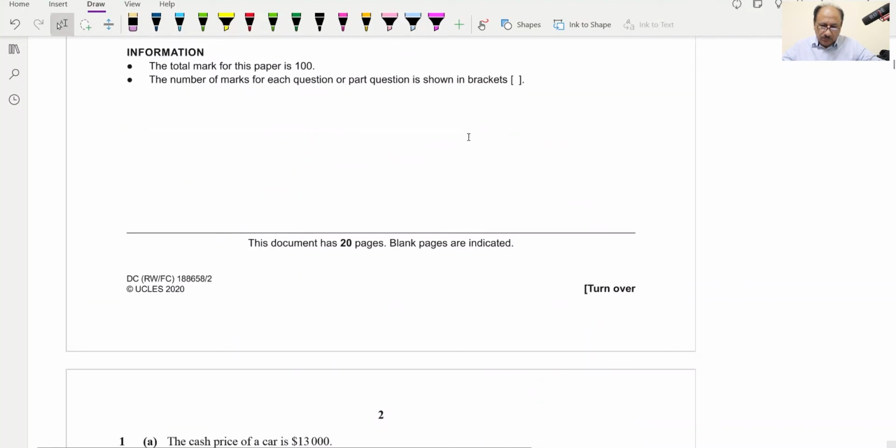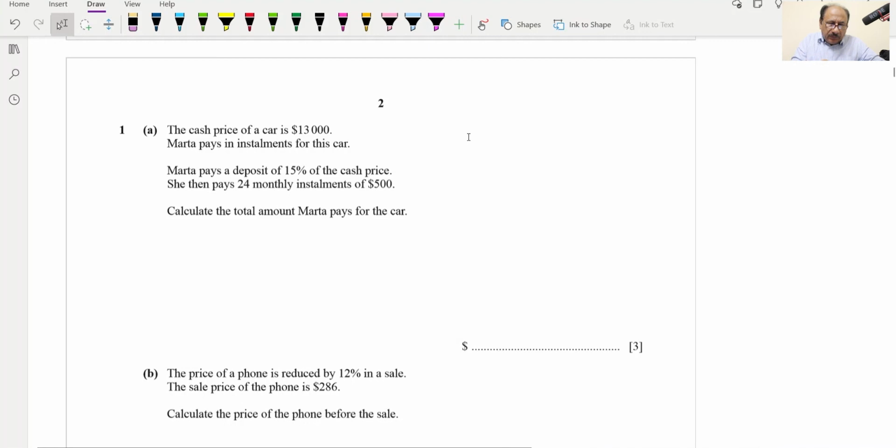Question number 1. Part A, the cash price of a car is given. Martha pays in installments. She pays a deposit of 15% of the cash price, and then pays 24 monthly installments of $500. Calculate the total amount Martha pays for the car.